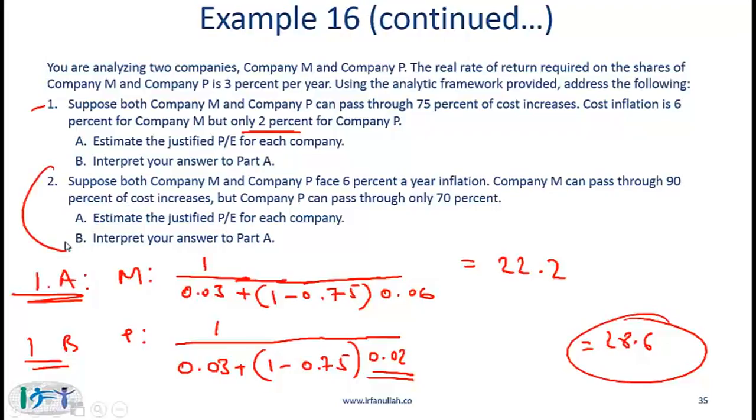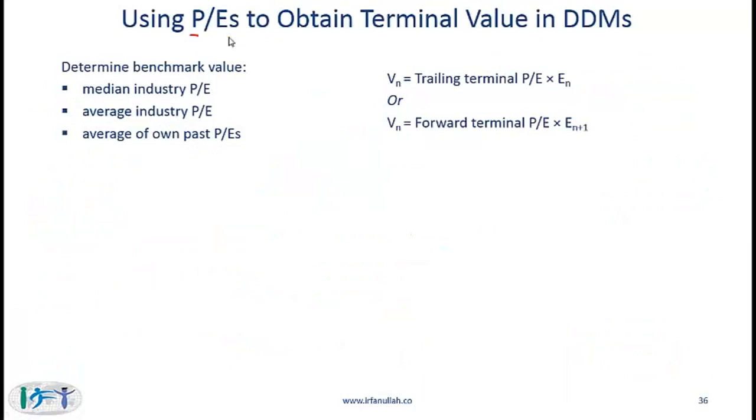Then question 2 also illustrates an important point. Here, both companies face the same inflation number. Company M can pass 90%, P can only pass 70%. So which company will have a higher justified PE? Obviously the company which can pass on a higher percent. And when you do the calculations for 2A, you should get 27.8, and for 2B, what you should get is 20.8.